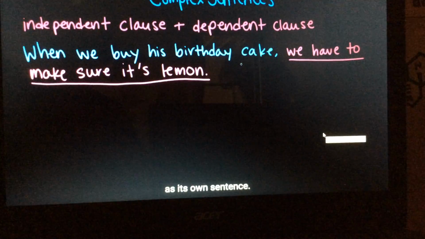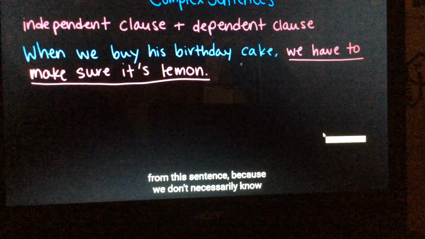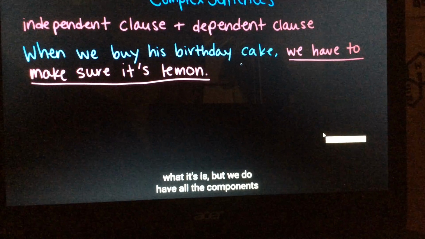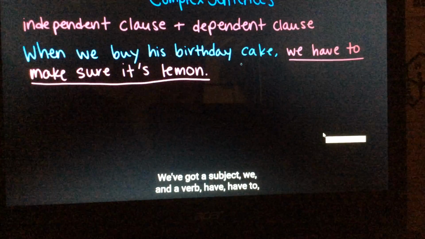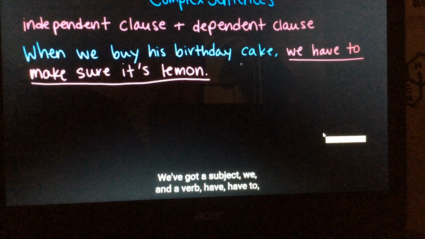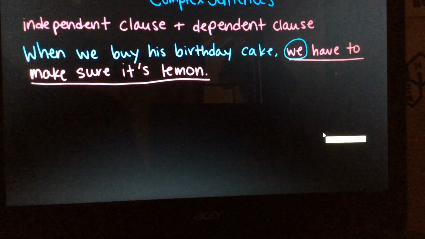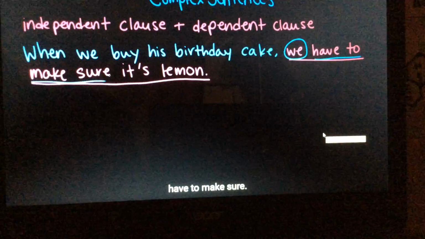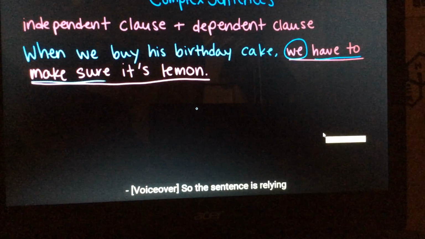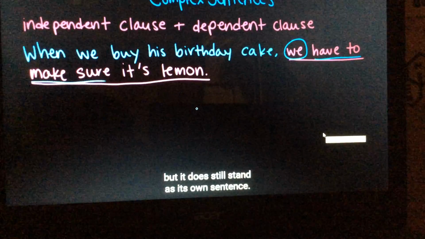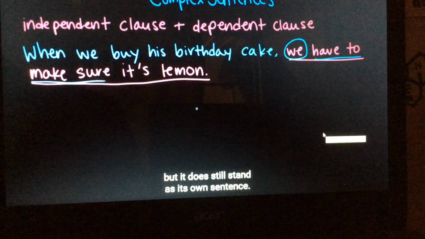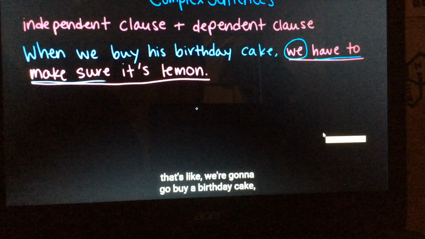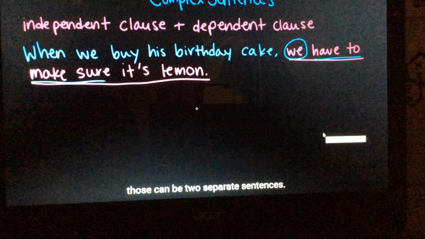It's its own sentence. We have some information that might be missing from this sentence because we don't necessarily know what "it" is, but we do have all the components of an independent clause here. We've got a subject, we, and a verb, have to, and, well, we have multiple verbs. A lot of have to make sure. So the sentence is relying on some information that's not provided, but it does still stand as its own sentence. Right, like we could have a sentence before it that's like, we're gonna go buy a birthday cake. We have to make sure it's lemon, right? Those can be two separate sentences.